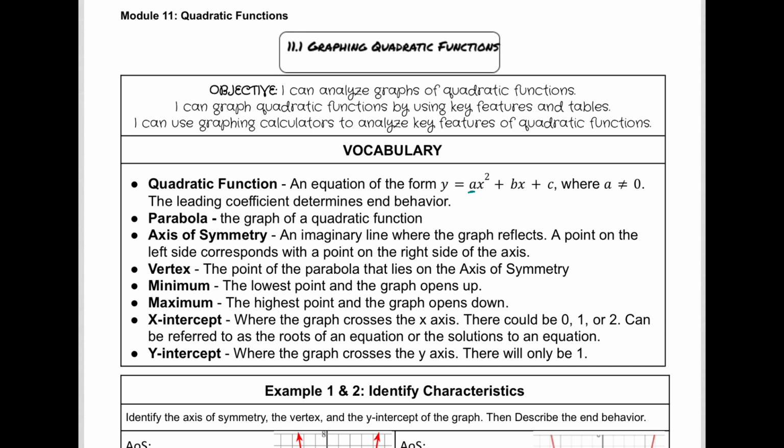We have our x-intercept, where the graph crosses the x-axis. There could be no x-intercepts, there can be one x-intercept or two x-intercepts. It also can be referred to as the roots of the equation or the solutions to an equation. I would highly suggest underlining that, because if you are asked for the roots of the equation, you need to understand that they're talking about those x-intercepts. And we also have our y-intercept, and that's where the graph crosses the y-axis, and there will only be one.